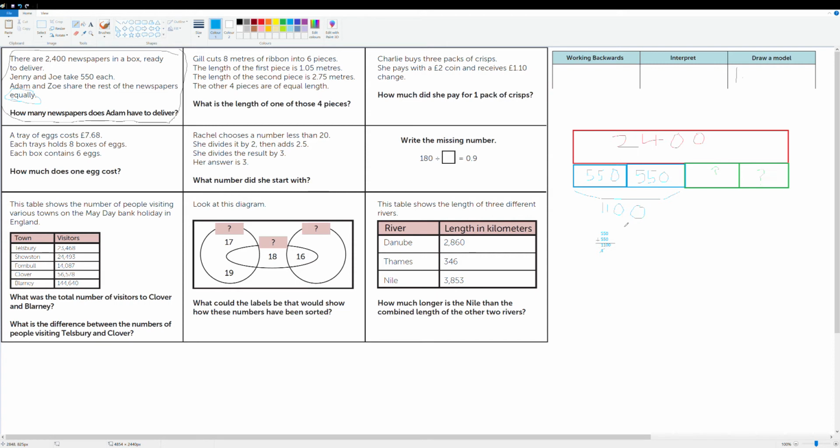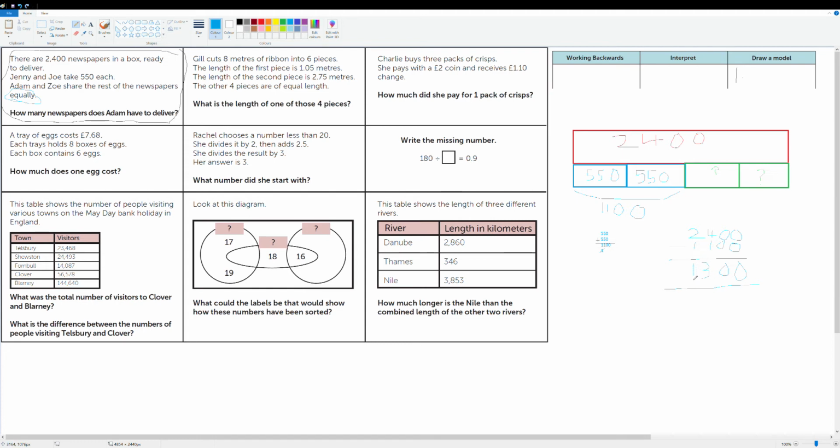That's part 1. There's really going to be 3 parts to this question. Then we're going to say, right, if I take off what Jenny and Joe have, how much will be left? Well, if I take that off, I want to do 2,400 take away 1,100. And this is a lot easier. I'm sure you can all see why, because we don't need to do any regrouping here. So 0 take away 0, of course, is 0. And again, 4 take away 1 is 3. Whoops, that's a bit of a wonky 3. Let me rewrite that.